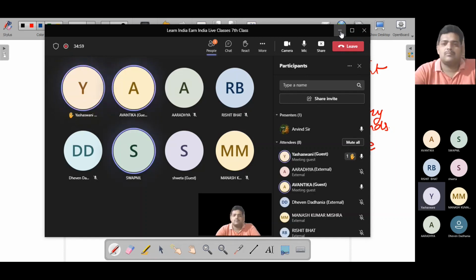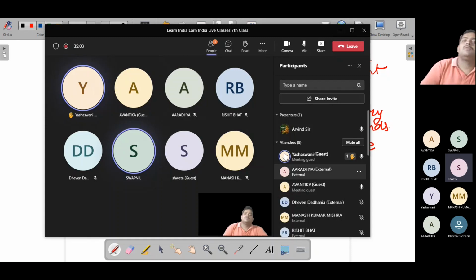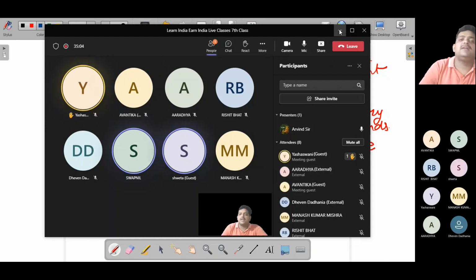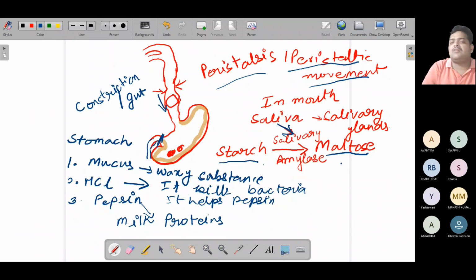Sir, 7 meters. Okay, it's 7 meters. Our small intestine is about 7 to 8 meters in any young adult. So how is it 7 meters? Because it is very coiled.